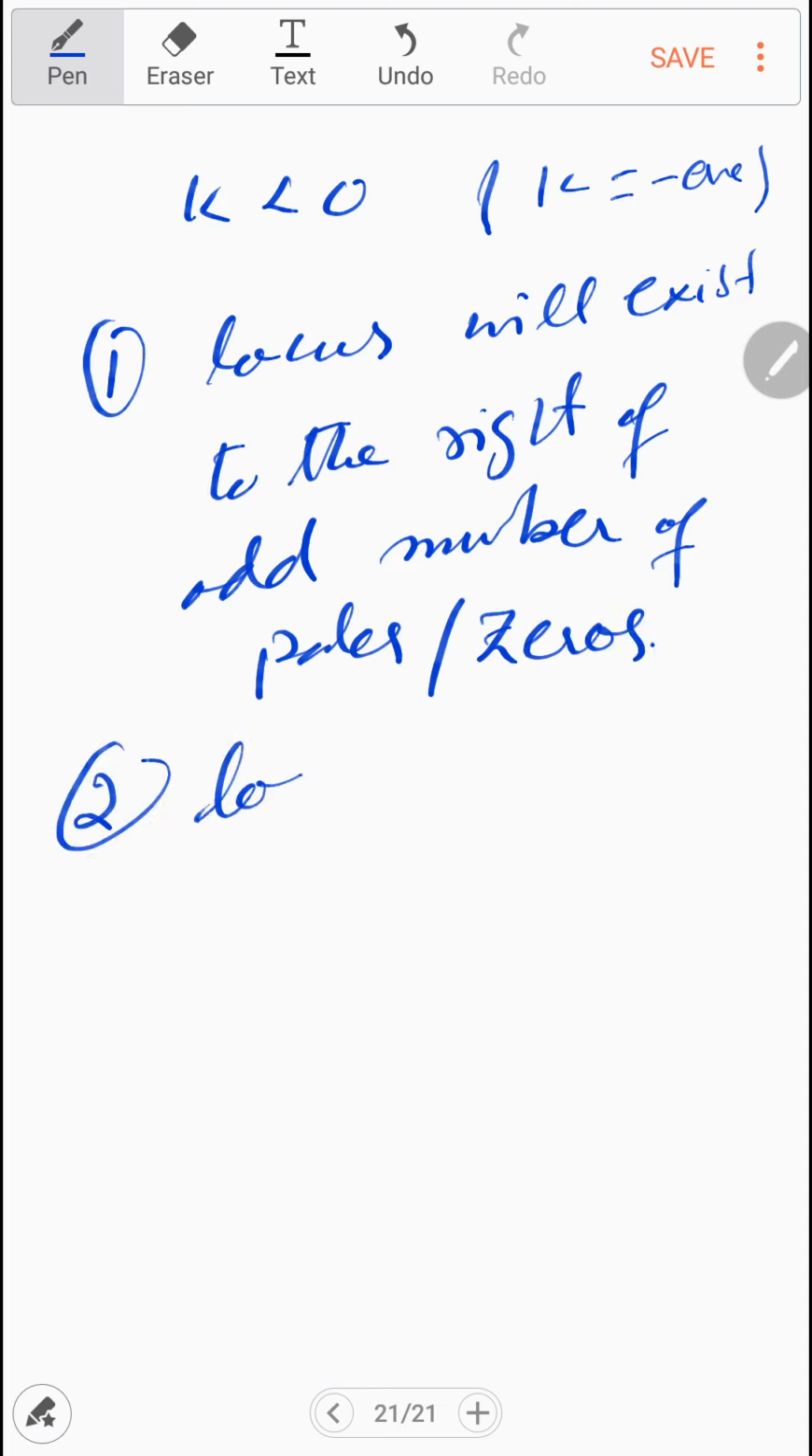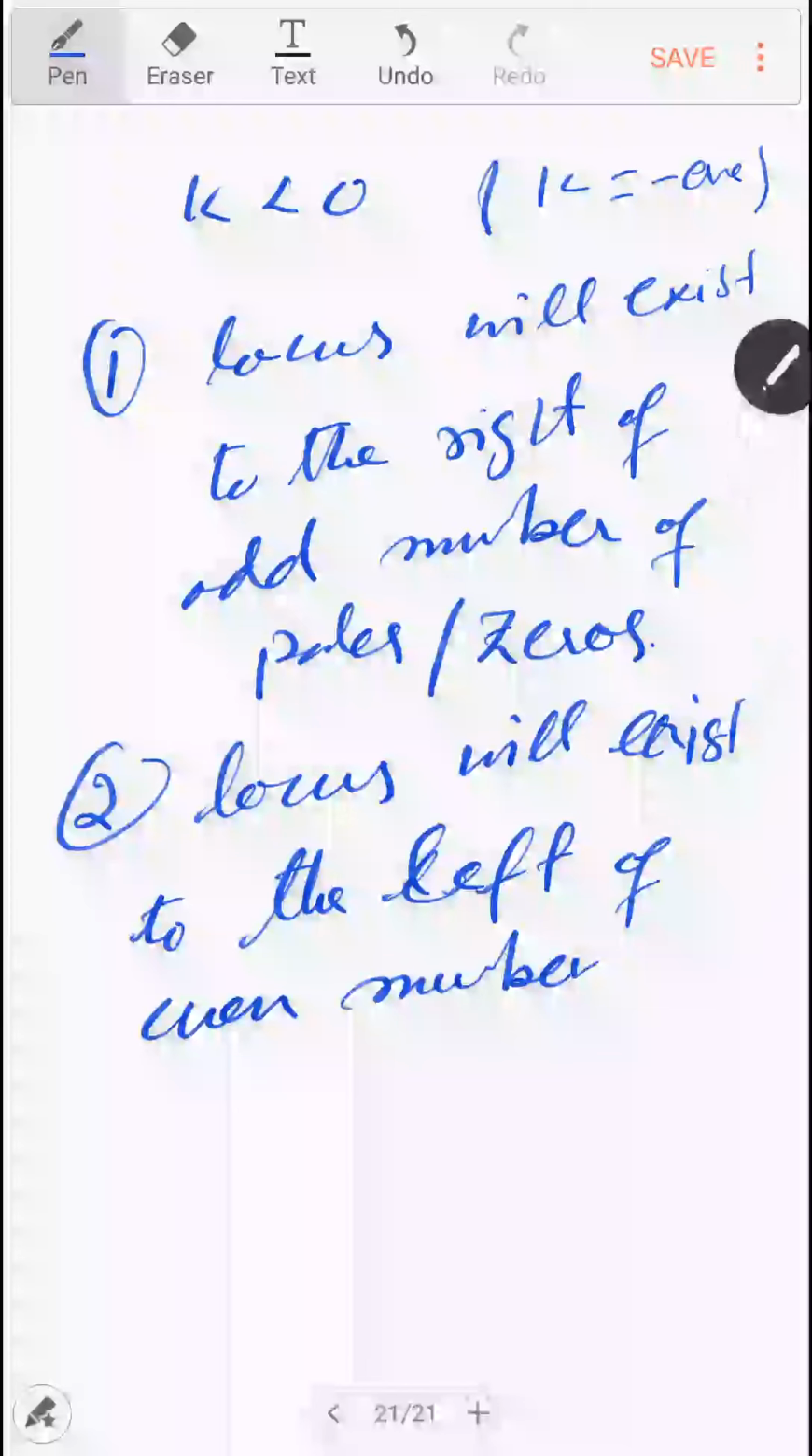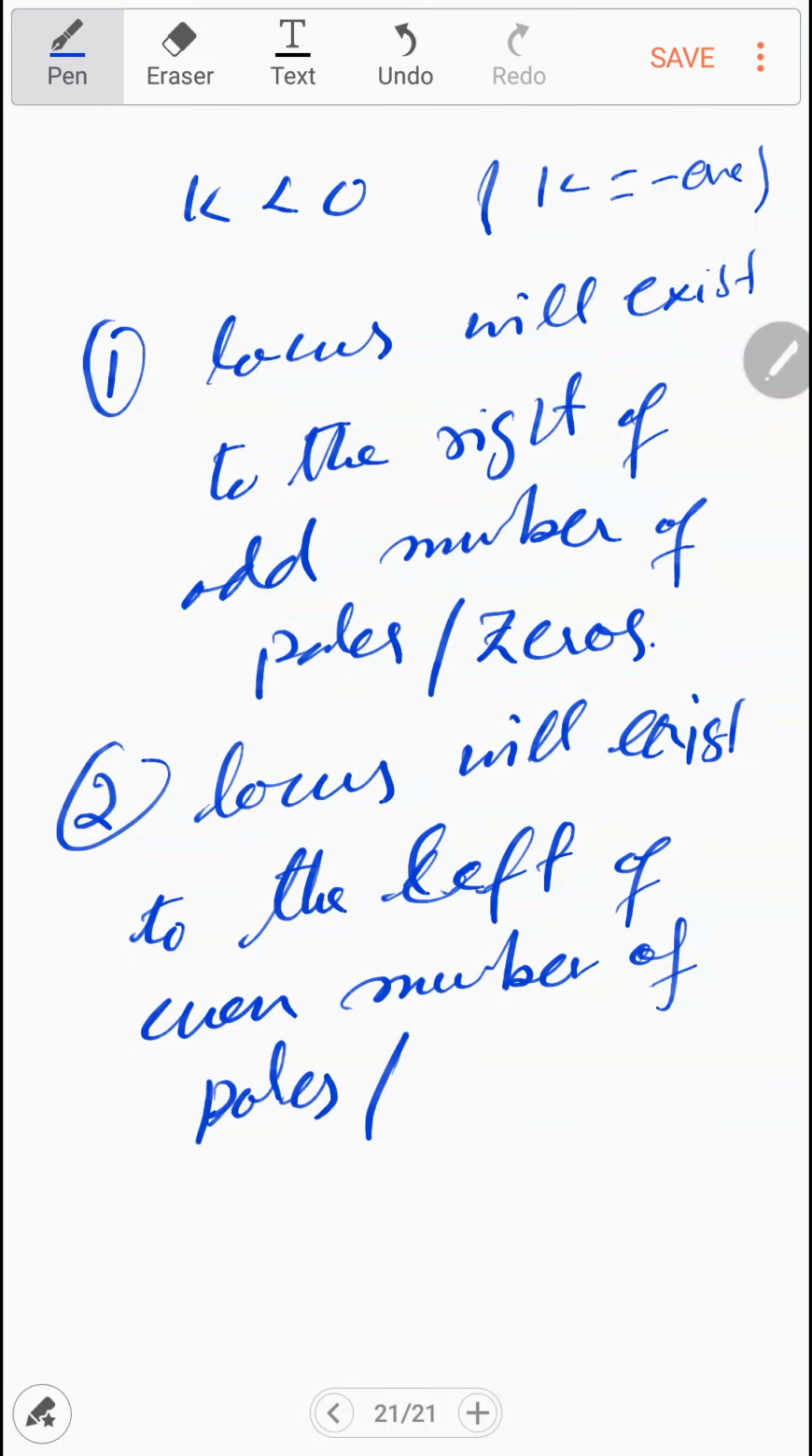Number 2, the locus will exist to the left of the even number of poles or zeros. So this should be clear. You should not mix up this also. We can also have some example related to this one.